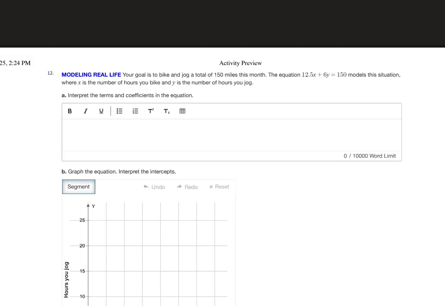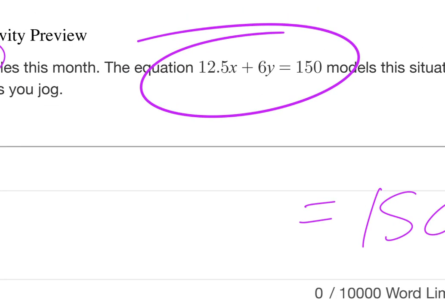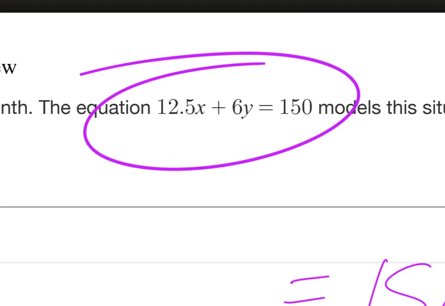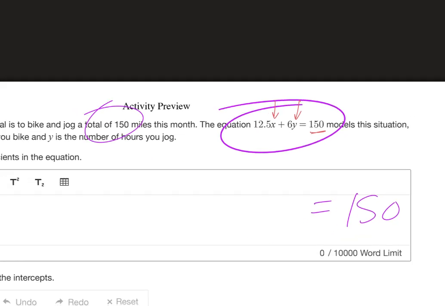All right, this problem is modeling real life. Your goal is to bike and jog a total of 150. Well, they've given us the equation, but I've got to tell you, total 150, it's going to be equals 150. That's just a word problem helper right there. And basically, he's going to be doing something and something to get his total of 150. And then they tell us what it is.